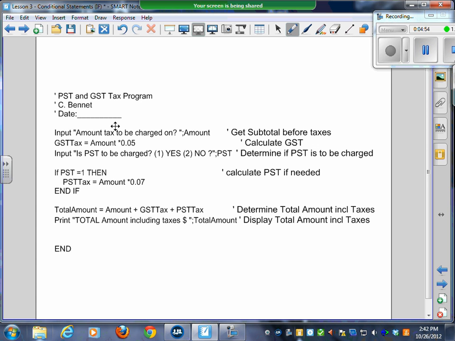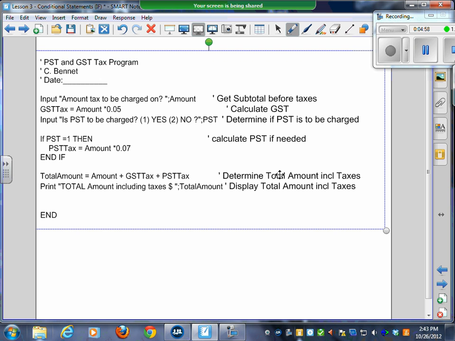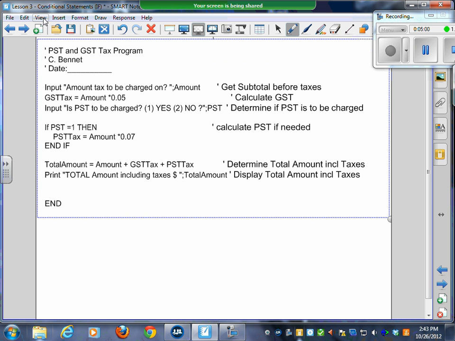So here's the tax program. I would like you to type it in. Take a few minutes and just type that in. See how it works.